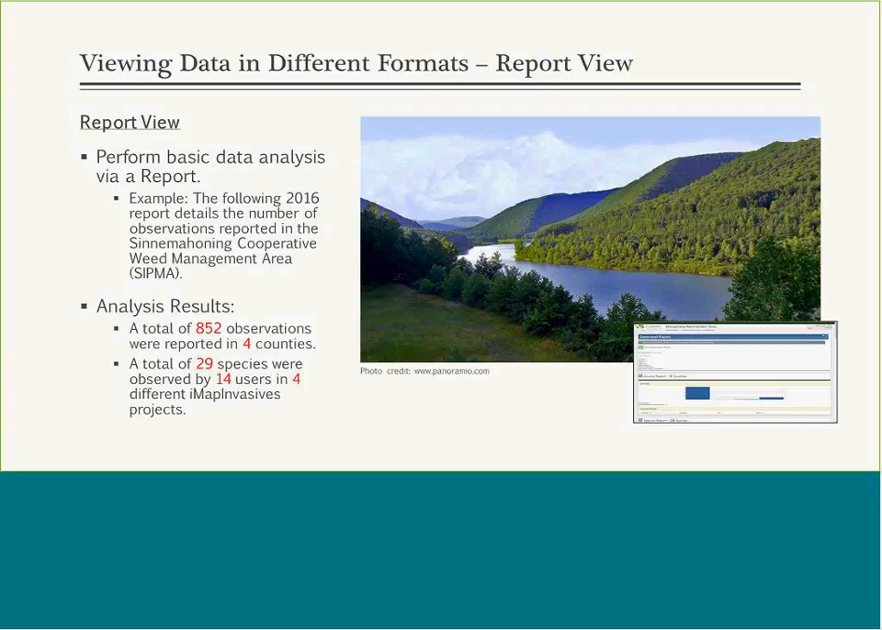And by doing that particular query and doing it in a report, you can find out that a total of 852 observations were reported within that CWMA, and that's going to impact 4 counties. But further, you can figure out that of those 852 observations, that was accounting for 29 individual species, that was observed by 14 users, and that was part of 4 different projects within the iMap program. This information might not be helpful to you, but some might, and so to know that the report is the way to do that, to get that information.